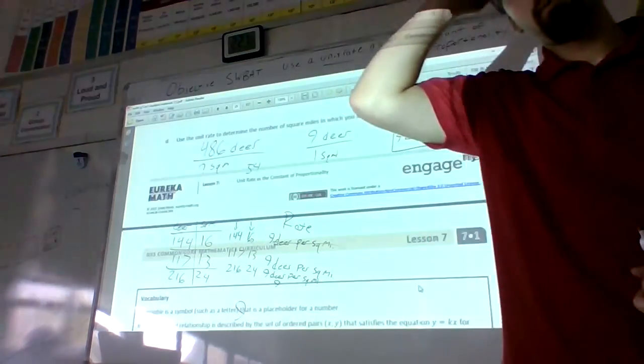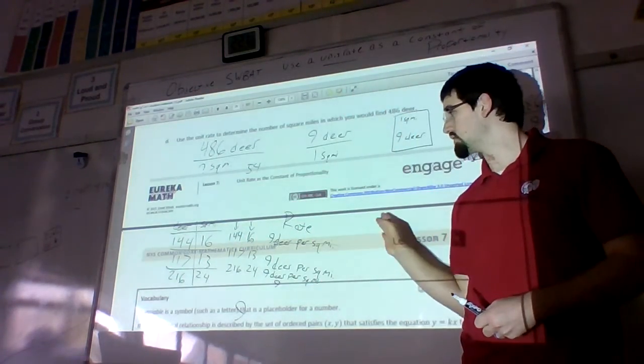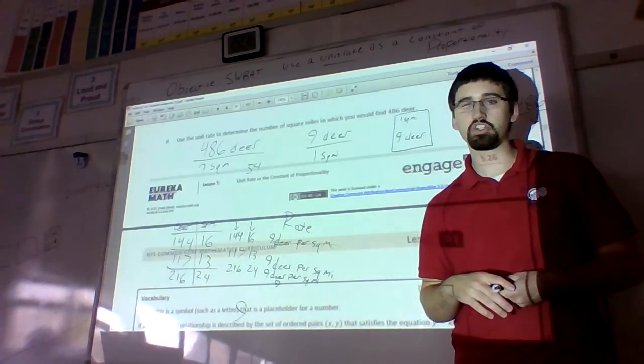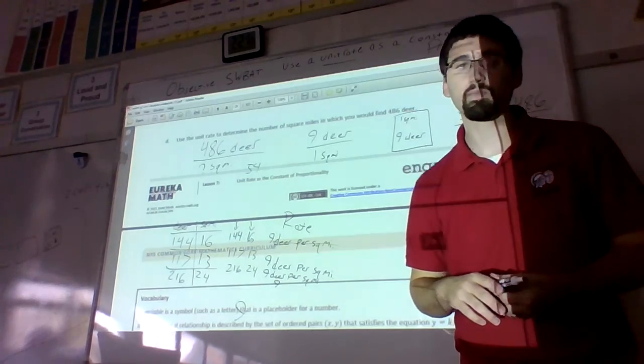We are a good chunk of the way there. If you can do this, you are almost all the way there to being able to use the constant of proportionality to solve ratios.